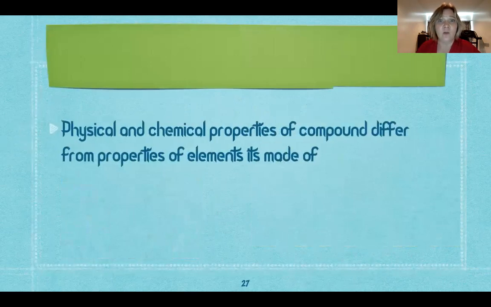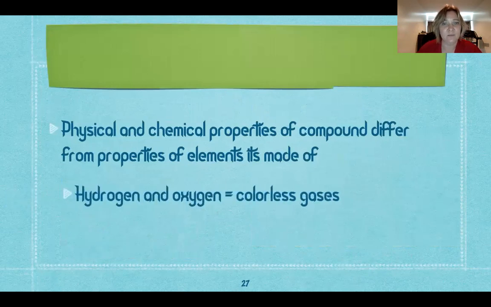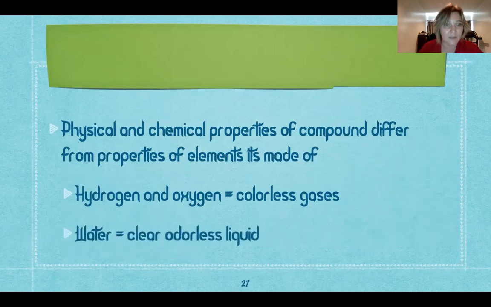The physical and chemical properties of a compound are different from the properties of the elements that it's made of. For example, going back to water, water is made of hydrogen and oxygen. They are each colorless gases, but water is a clear, odorless liquid.